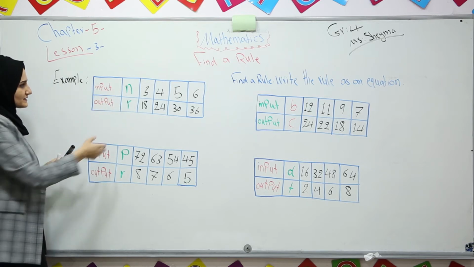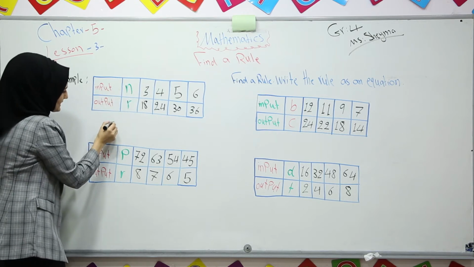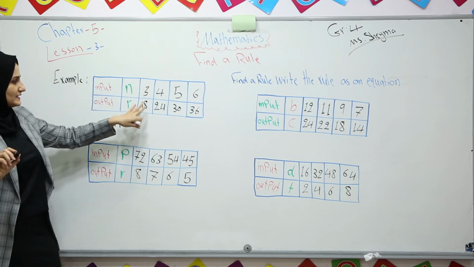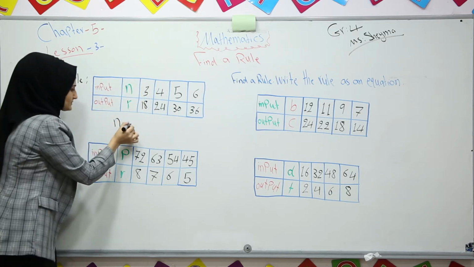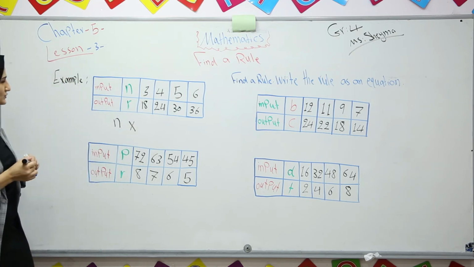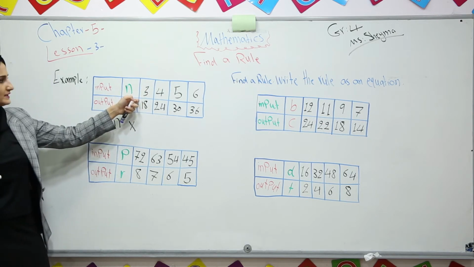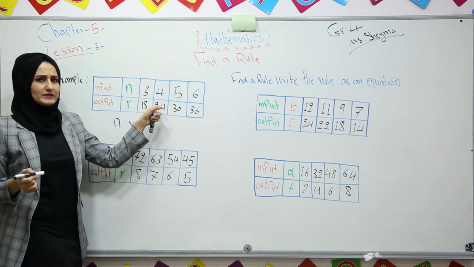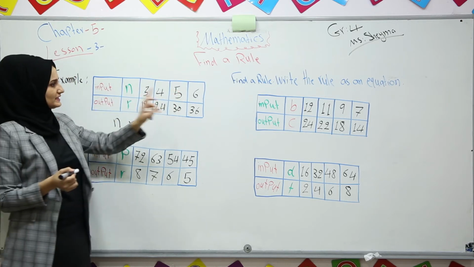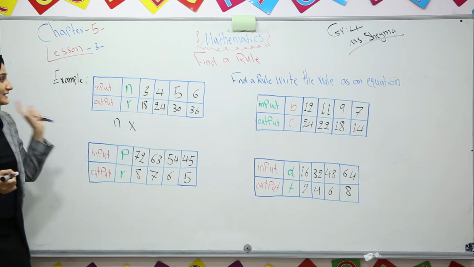Now let's write a rule for this box. First, the input number is represented by N. Input numbers are less than output numbers, so use multiply. N times what? Let's think together. 3 times which number is equal to 18? 4 times which number is equal to 24? 5 times which number is equal to 30? 6 times which number is equal to 36?